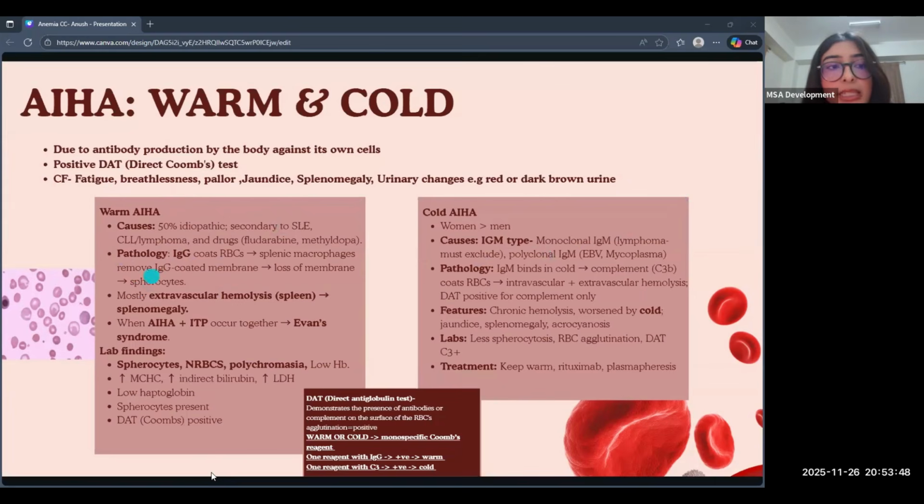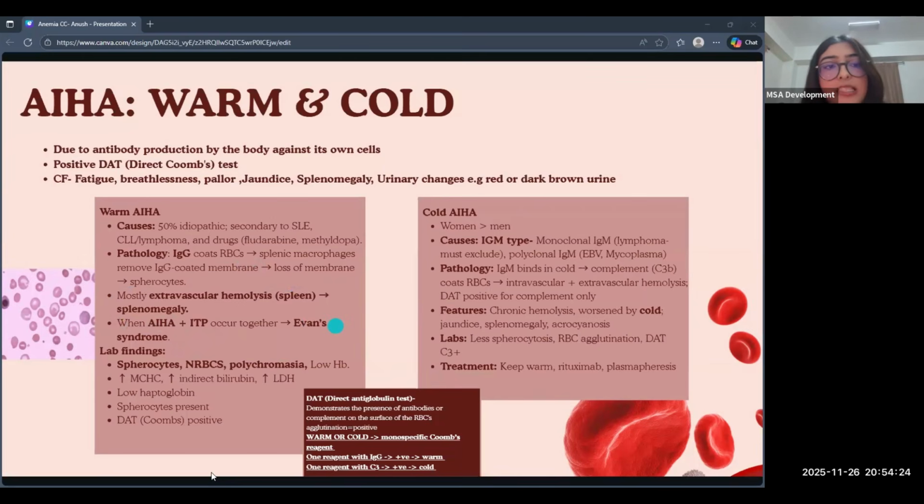One thing I want you to remember is the pathology, okay? So what happens is the IgG coats the RBCs, the spleen recognizes these coated RBC membranes, and it tries to take it out, basically, engulf it, and remove it. And this causes loss of membrane and spherocytes. So mostly the hemolysis is extravascular, okay, because this is happening in the spleen. So that causes splenomegaly. When AIHA and immune thrombocytopenia, ITP, occur together, it causes Evans syndrome.